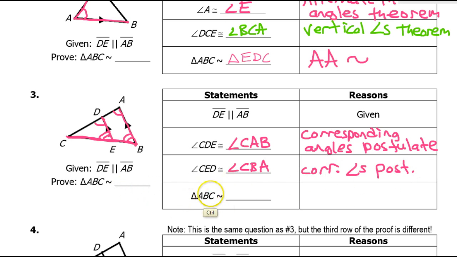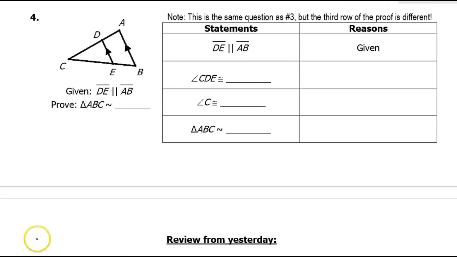And once again, we are going to make our similarity statement. Triangle ABC is similar to triangle DEC. And once again, the reason will be angle similarity, because that's what we have, two pairs of congruent angles. Once again, we are warned that this problem is the same as the previous problem, but the third row is different. So watch out for that.